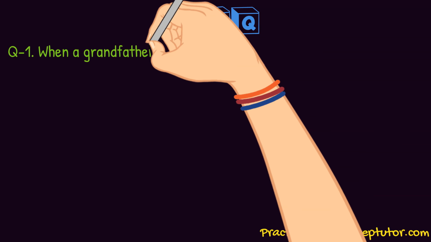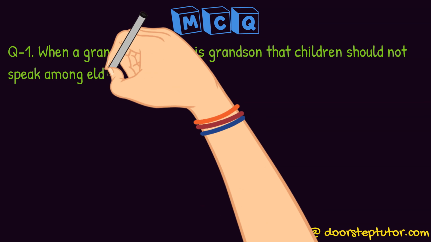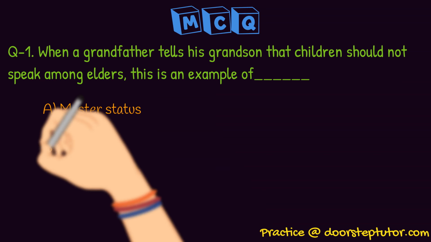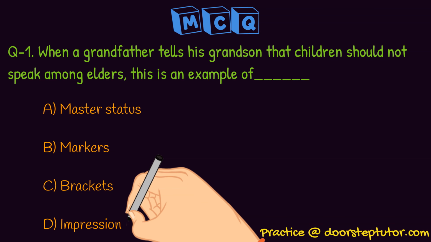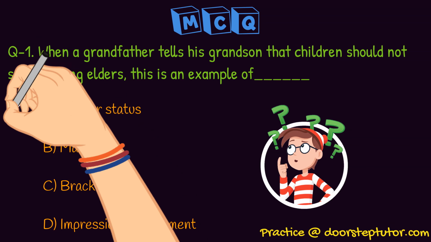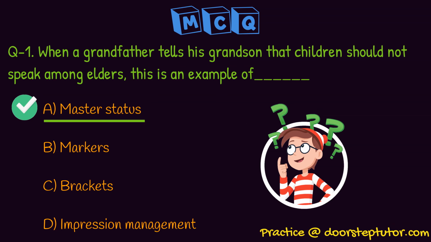When a grandfather tells his grandson that children should not speak among elders, this is an example of master status, where there are defined guidelines shared in the society, and by virtue of that the child has been directed that you should not speak when elders are speaking.